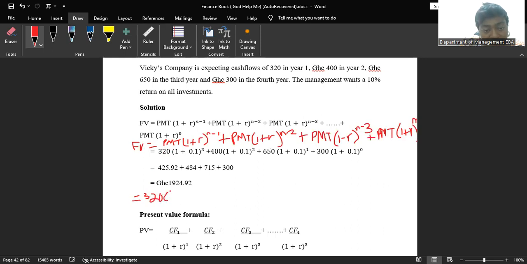That would be 1 plus 0.1. But the rate is what? 10%. Raise the power. So we have 4 years. Up to 4 years, cash flow is up to 4. That would be, we have N minus, N is the number. So that would be 4 minus 1.